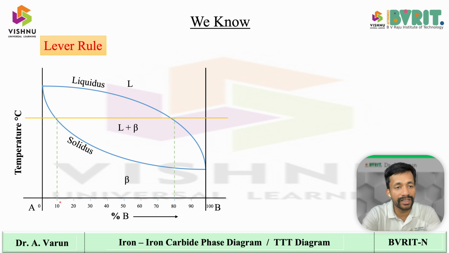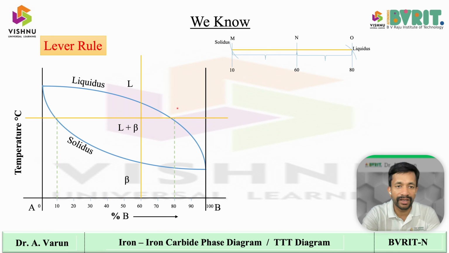The second statement says to draw the vertical line at a given composition. So this is the vertical line. It will divide the tie line into two parts. So this is one part and here it is one part. The lengths of these lines are inversely proportional to the amount of phases present. So let me show the same thing with a separate line diagram. Let's say this is M, this part, and here it is N, and this is O. So this side it is solidus and here it is liquidus.